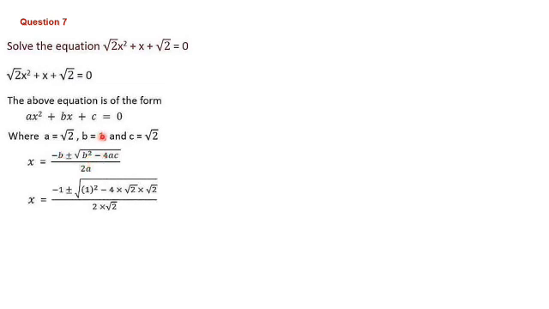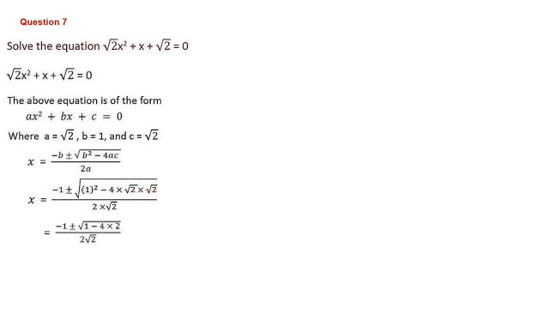Minus b is 1 plus or minus root of b square. b square is 1 square minus 4 into a into c. 4 into a is root 2, c is also root 2. So 4 into root 2 into root 2 divided by 2 into a, which is root 2. Remember, when a and c are there, it is a root 2 and this root is coming inside the main square root, which is outside. So when you write, you should not have confusion.